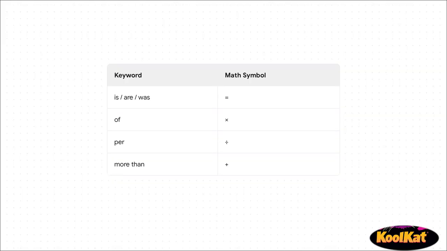And this is basically your secret decoder ring for word problems. Certain words in English always translate to the same math symbols. You see is, are, or was, that's your equal sign, every time. The word of almost always means you're going to multiply, and per means divide. It's a direct one-to-one translation.